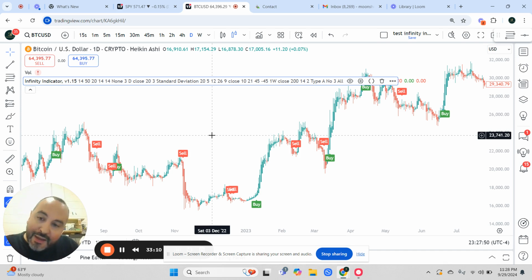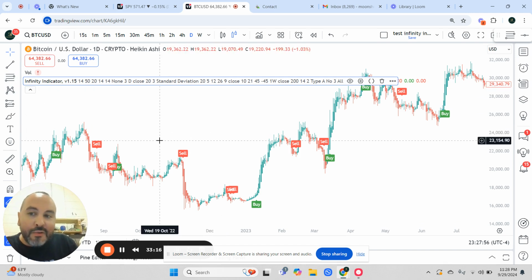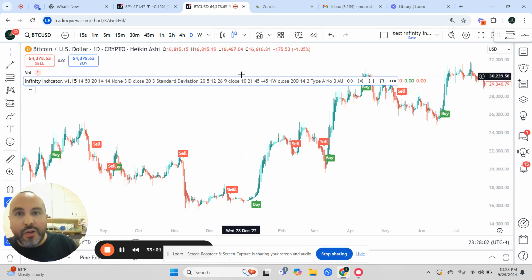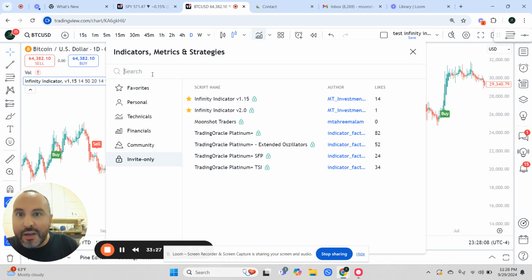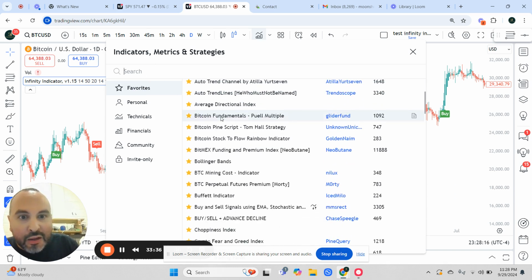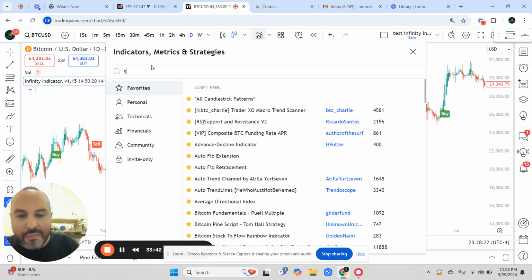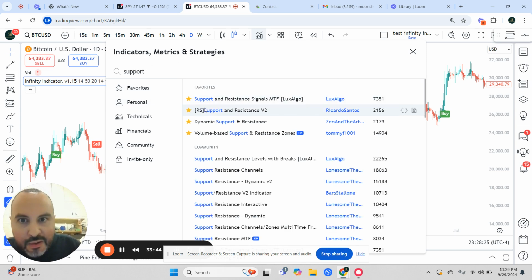Okay. And the last thing that I do want to share is with the free account, you get a second indicator. Okay. And what is the second indicator that I suggest right now? Go back to your indicators and strategies. And the name of the indicator is, what is it? Hang on, now I'm drawing a blank. It's called volume-based support and resistance zones.